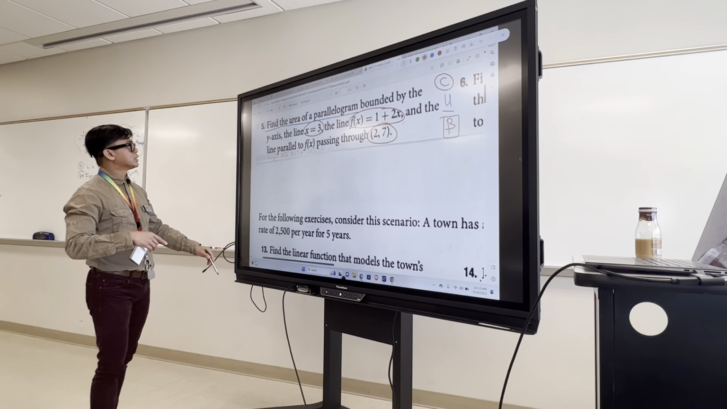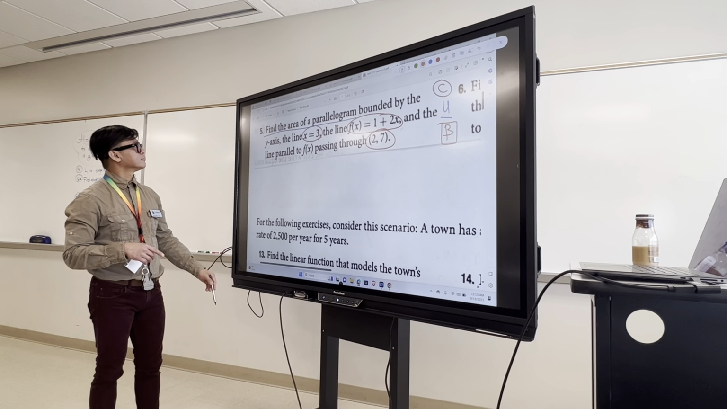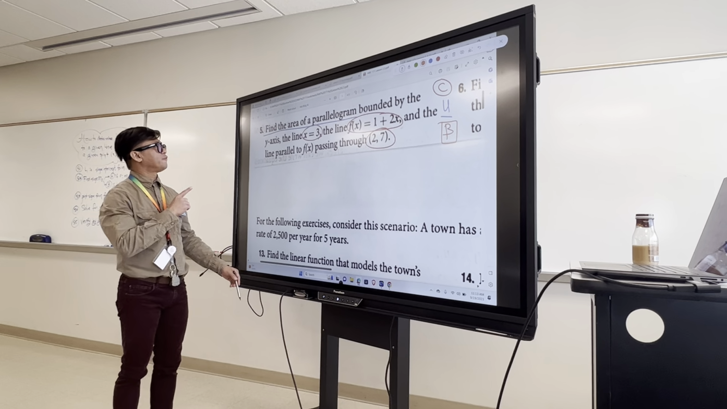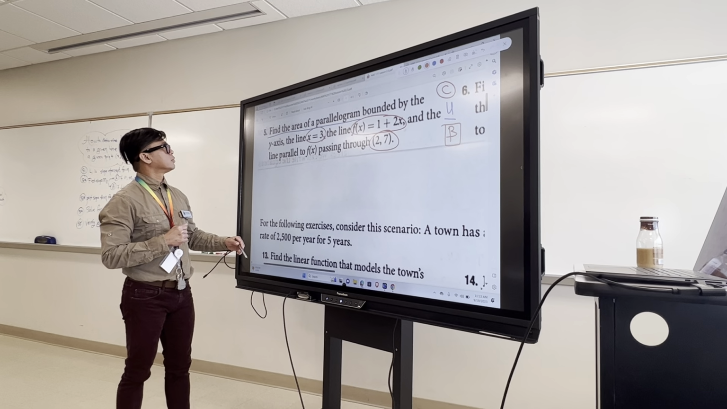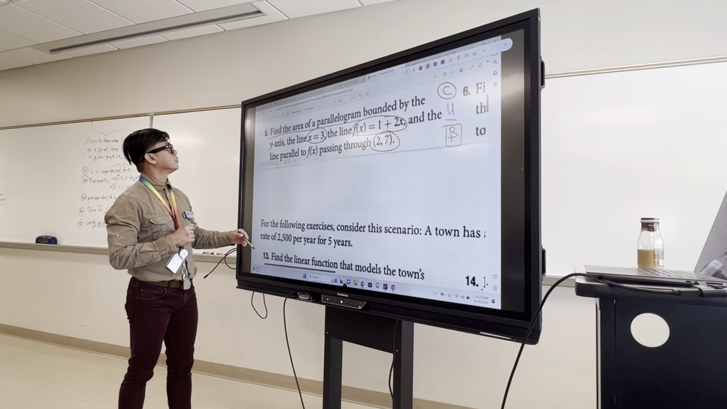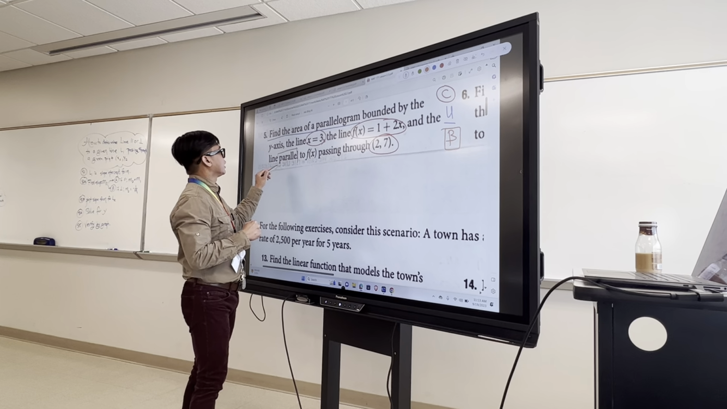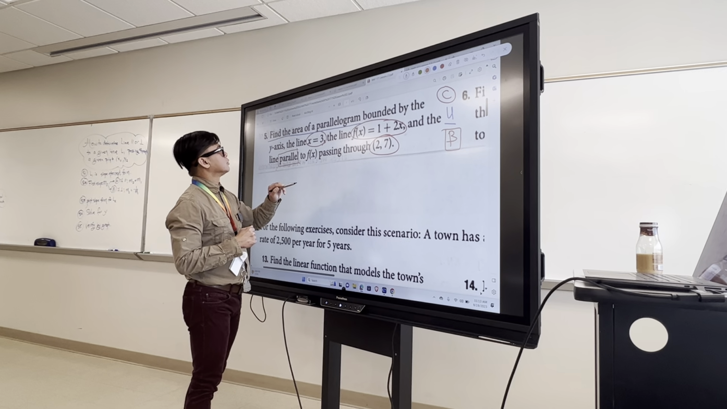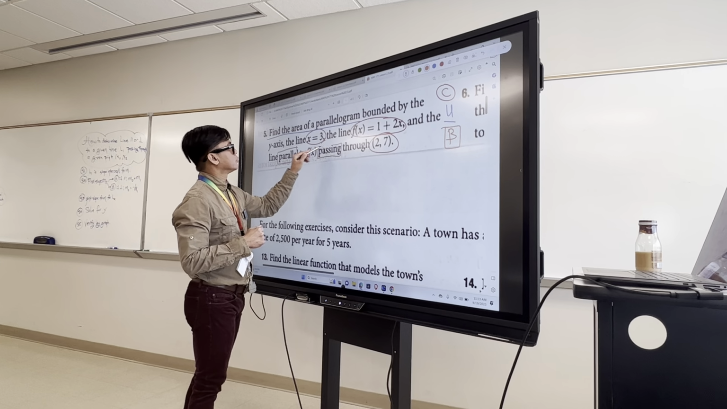What are the keywords and phrases in here? So first, what do we need to find first? The parallel. What else? Parallel, and then passing through, or f(x) passing through.